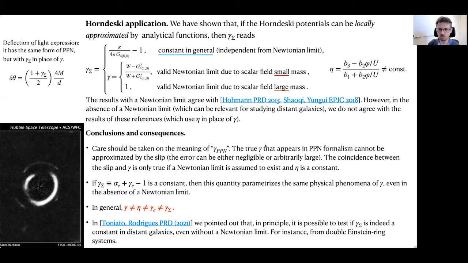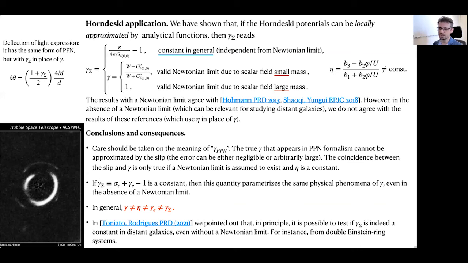So let's go to the conclusions. The point is that care should be taken on the meaning of gamma PPN, and the true gamma that appears in the PPN formalism cannot be approximated by the slip. The error can be either negligible, we cite in our work some examples in which the error is indeed negligible, or can be arbitrarily large.